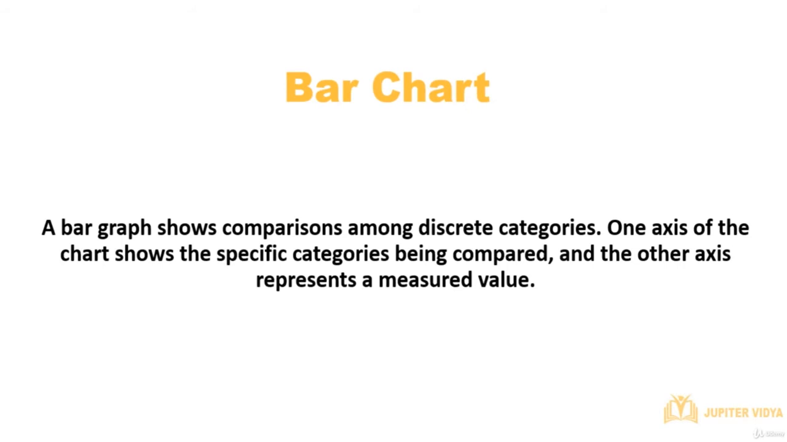The first chart we will discuss is the bar chart. In the last lecture we have seen how to plot a chart. Now let's see the bar. A bar graph shows comparison among discrete categories. On one axis of the chart is the specific category being compared, and the other axis represents the measured values.